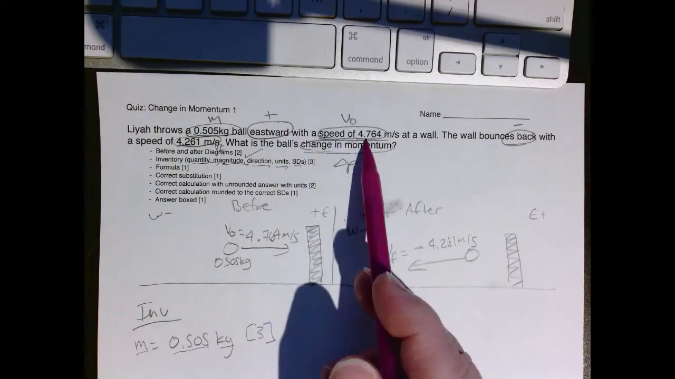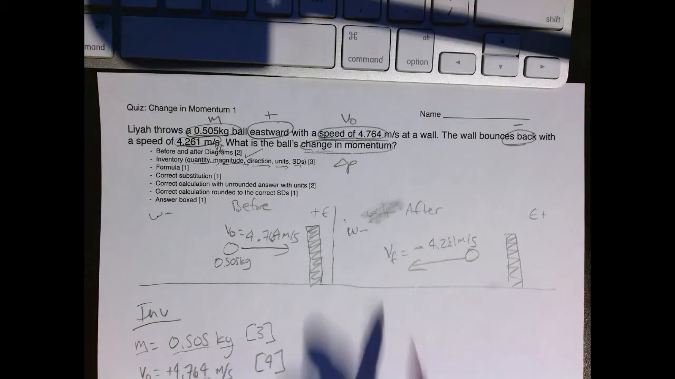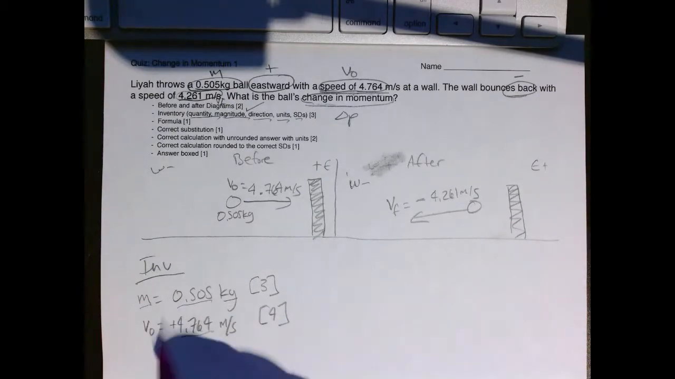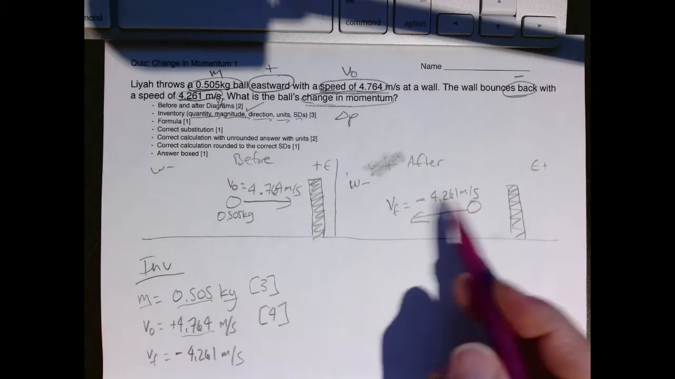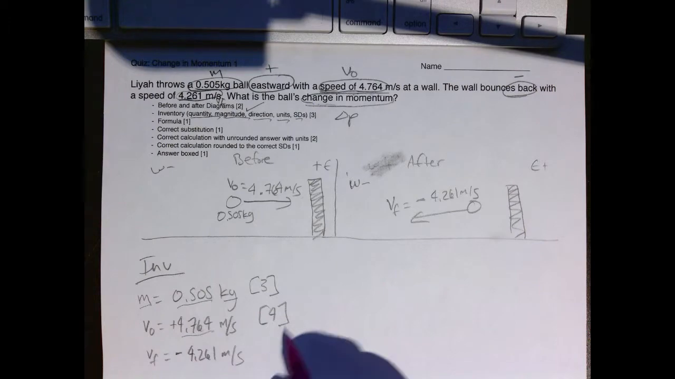The next thing I have is the initial velocity, which is 4.764, and that's a positive, meters per second, and there are 4 significant digits there. The next quantity I have is the final velocity, which is 4.261 is the magnitude, meters per second units, but it's in the negative direction. So it helps me see I'm going this way, so the velocity is negative. So negative 4.261 meters per second, and that also has 4 significant digits.